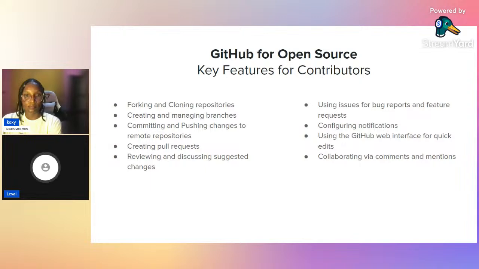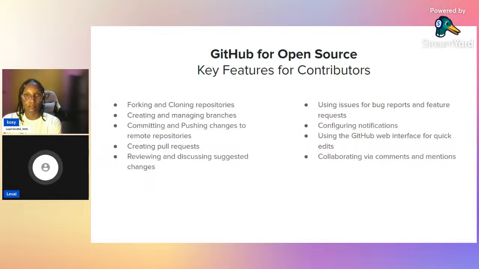Configuring notifications. For projects that you're actively contributing to, you can decide to watch them. That way, every time someone creates an issue or a pull request, or basically anytime a change is made to the repository, you can get an email alert or an SMS alert to your device.